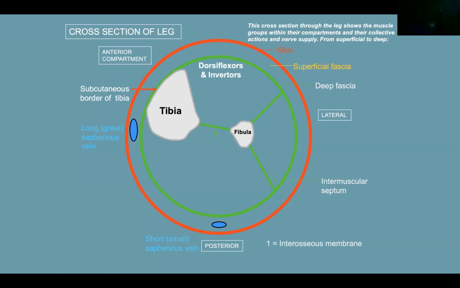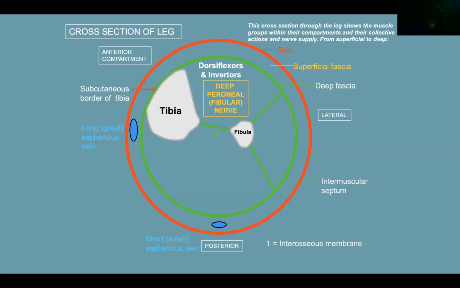Dorsiflexion and inversion. Where? We'll be talking about those. Obviously, these joints are the ankle and subtalar joints. And then, who is supplying them? The deep fibular nerve. So my common fibular nerve divides into superficial fibular and deep fibular.